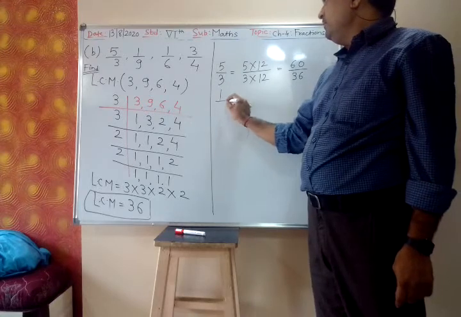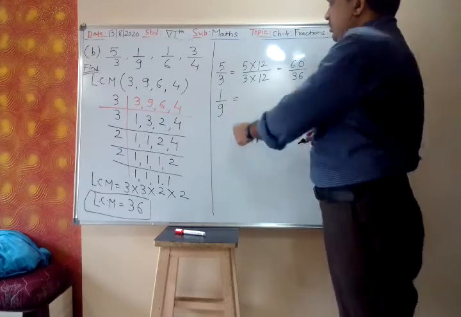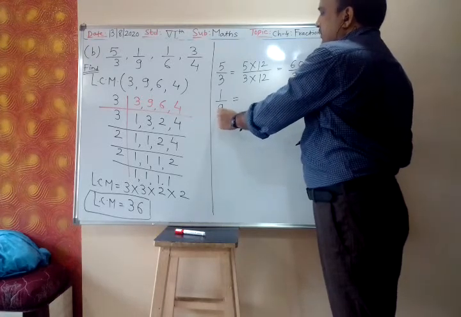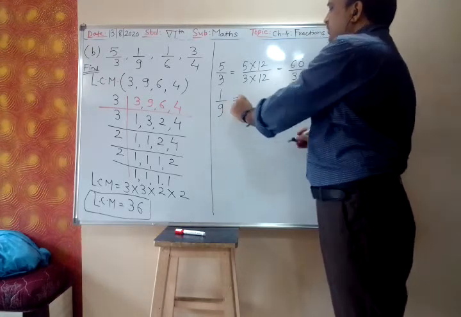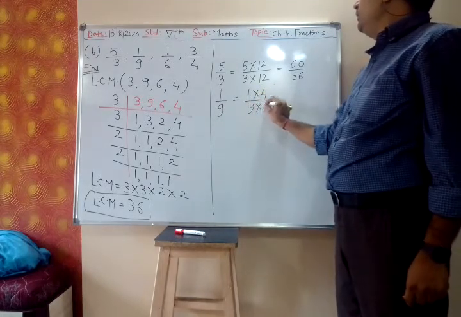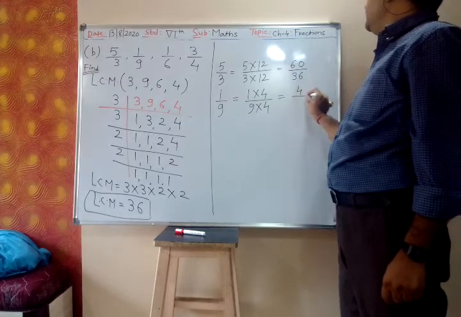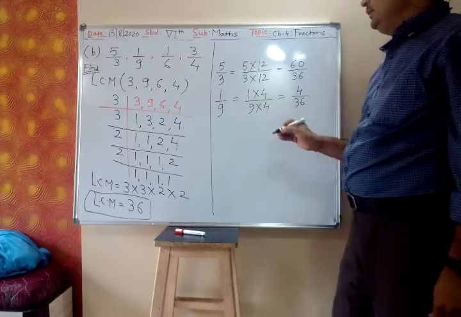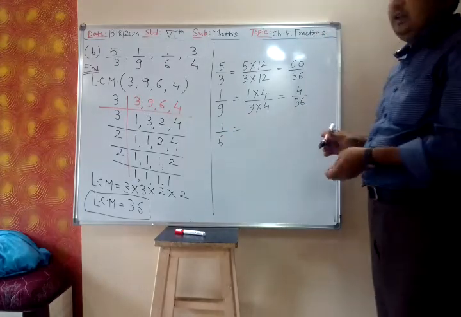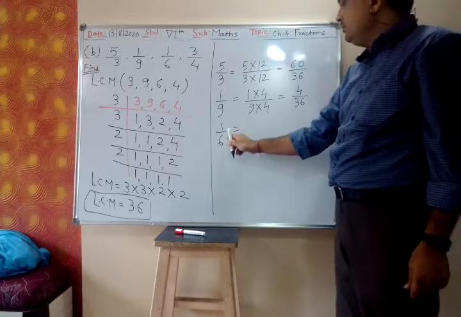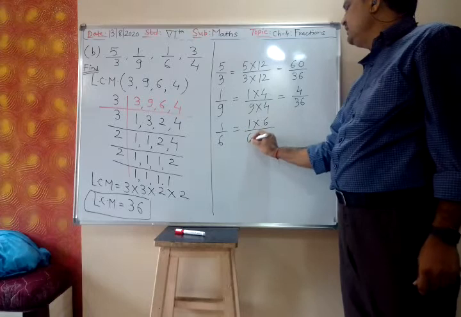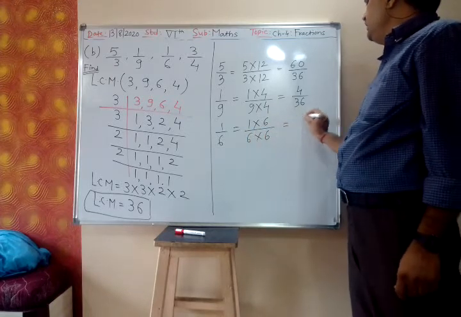Then 1 upon 9. To convert this denominator to 36, I have to multiply 9 by 4. So I will multiply denominator by 4 and numerator by 4. So 1 into 4 upon 9 into 4, that is 4 upon 36. Then 1 by 6. To convert denominator 6 into 36, I have to multiply by 6. So numerator and denominator both I will multiply by 6. So that is 6 upon 36.